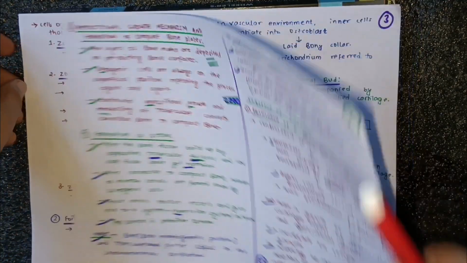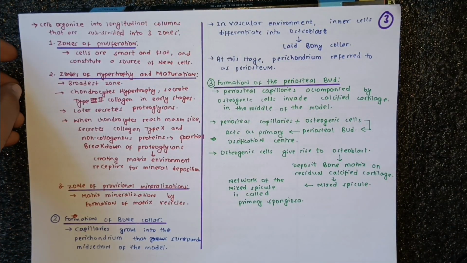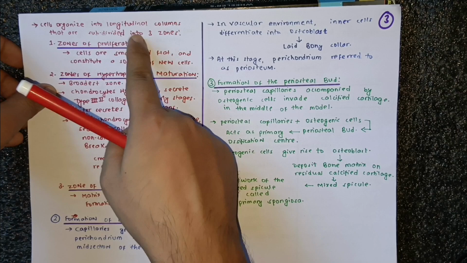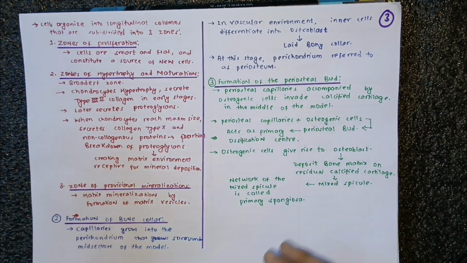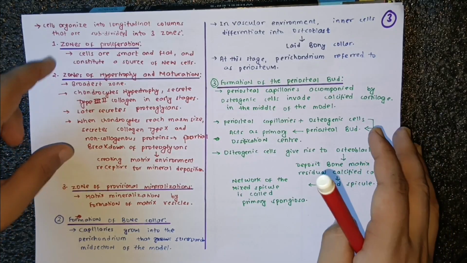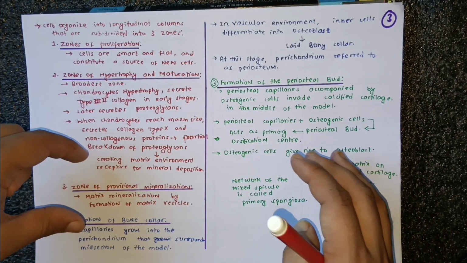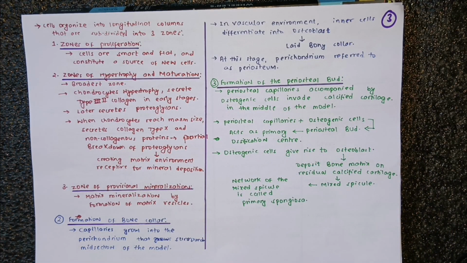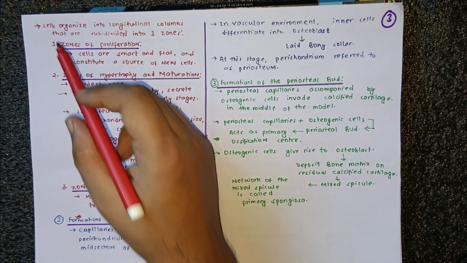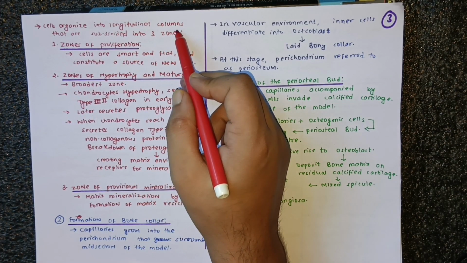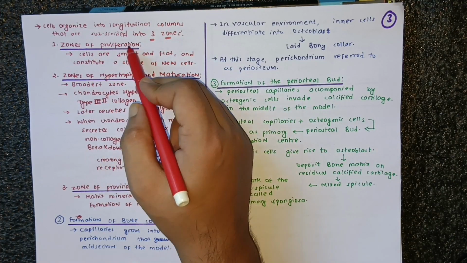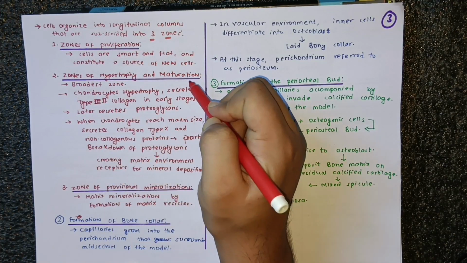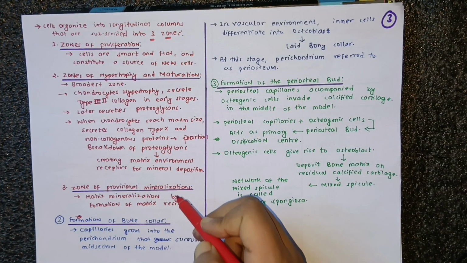After that, cells organize into longitudinal columns, and these are divided into three zones, and this is very important. In short notes they used to ask this: write the three zones that take place in endochondral ossification. So the cells organize into longitudinal columns and are subdivided into three zones: zone of proliferation, zone of hypertrophy and maturation, and zone of provisional mineralization.